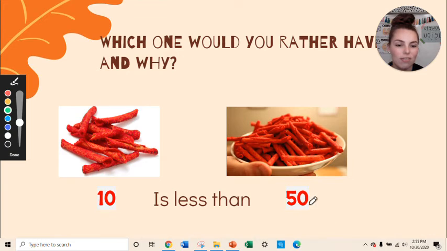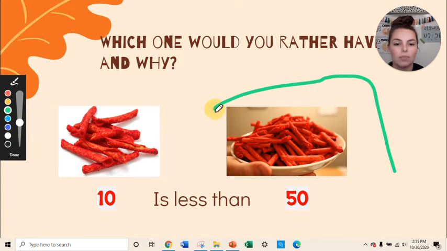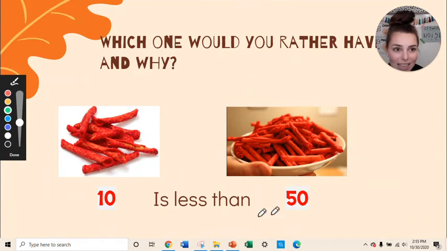Okay, what about 50? How many groups of 10? And if it helps you, you can draw your T chart like this. So you can remember, these are my ones, these are my 10s. How many 10s am I doing? 5. 1, 2, 3, 4, 5. So which is greater? My 5 is greater. So that means that this side is less than. Less means like little. Less.